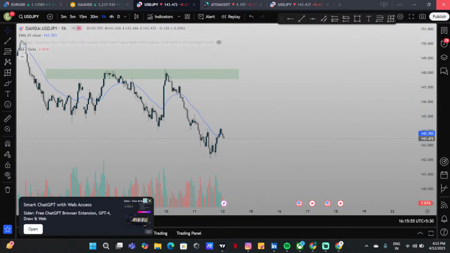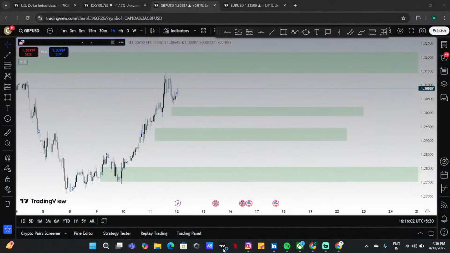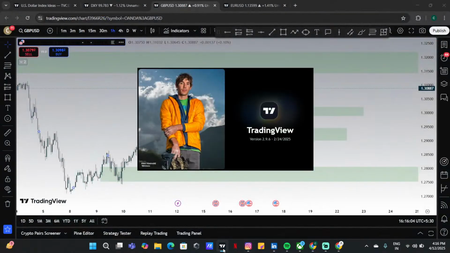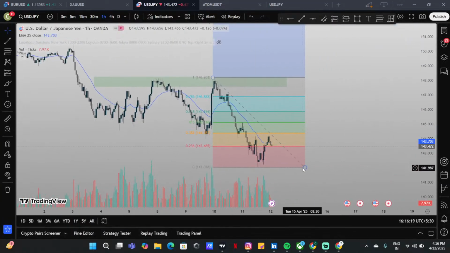Eventually I'm having some glitch right now, so I have to close the chart again just because there are a lot of charts opening in the background, which is causing me some kind of glitch. So yeah, let's see, we are doing good. And okay, here we are.